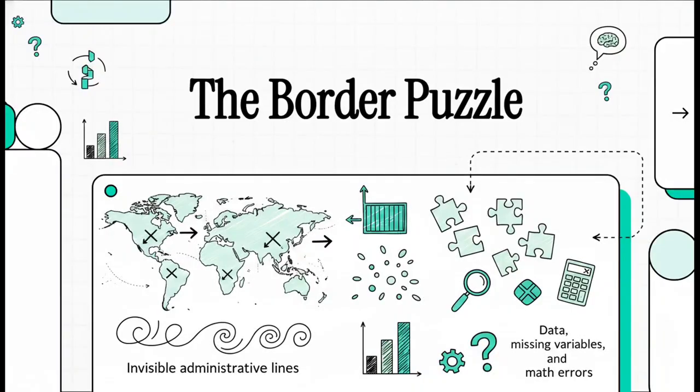Welcome to The Explainer. Today, we're diving into a genuinely fascinating economic detective story. It's all about how invisible administrative lines, just borders drawn on a map, somehow seem to stop physical trade dead in its tracks. We're going to uncover how weird data, missing variables, and honestly some pretty basic math errors ended up creating this massive illusion that totally baffled economists for decades. Let's get right into it.